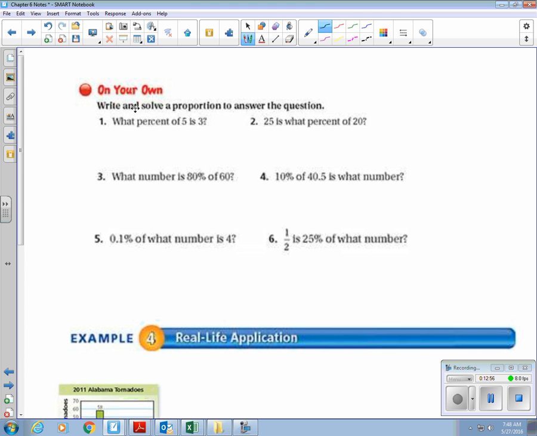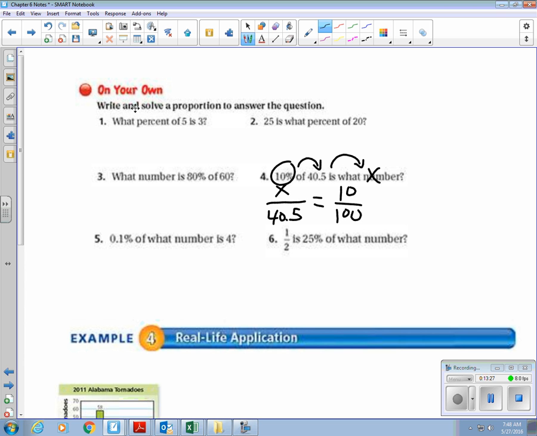Number 4, 10% of 40.5 is what number? All right, we got a percent. So, oops, not an x for percent. Sorry about that. We know what the percent is, so that's 10%. So 10 out of 100. Of is connected to 40.5, so that tells us the whole, so 40.5 goes in the denominator. Is is connected to what we're looking for, the x. So x represents the part.